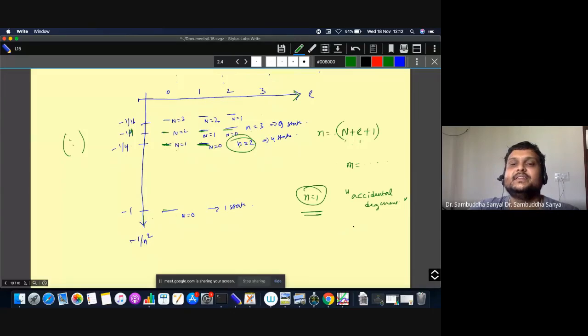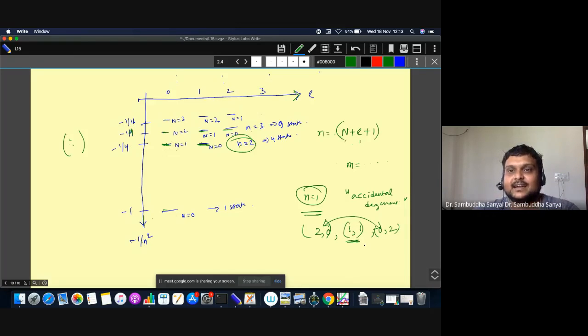When we did the 2D oscillator problem, we saw that these states, 1 1, 2 0 and 0 2, are degenerate. These two can be accounted for just by the symmetry of the problem, but this one cannot be accounted for with the simple geometric symmetry of the problem.